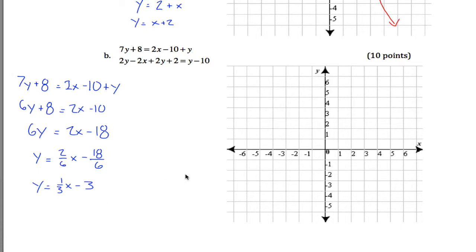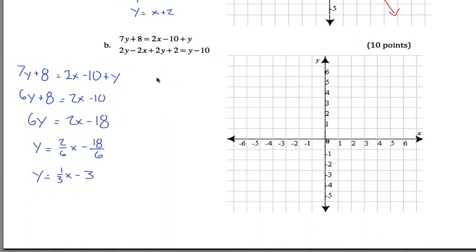And we can do that again with this second equation. I don't know where to put it. I guess I can squeeze it in here. 2y minus 2x plus 2y plus 2 equals y minus 10. Let's see, I have 2y and I have 2 more y. Maybe we should just call that 4y. Minus 2x plus 2 equals y minus 10. I could subtract y from both sides of the equation and get 3y minus 2x plus 2 equals negative 10.